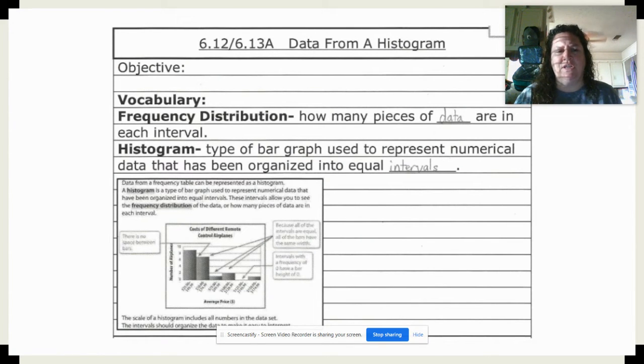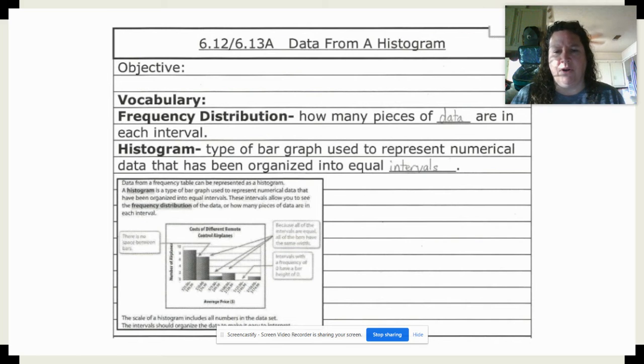So this particular graph has intervals, and the intervals have to be equidistant apart, which means if I have the numbers 1, 2, 3, 4, my next interval has to be 5, 6, 7, 8. And that's one thing that you want to look at when you're looking at these kinds of questions: are the intervals equal distance apart? Okay. So we're going to look at histograms.